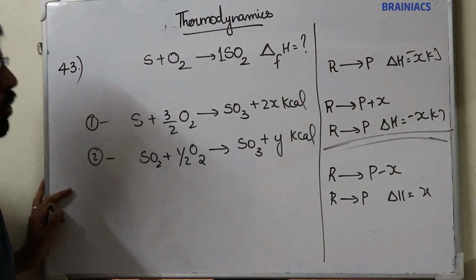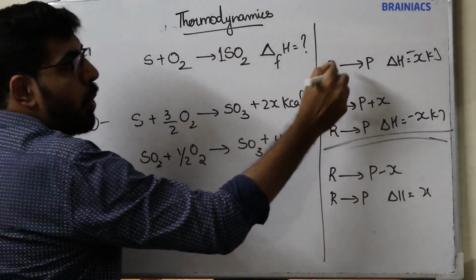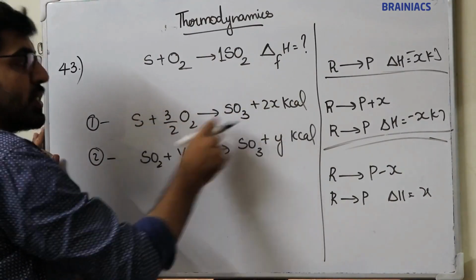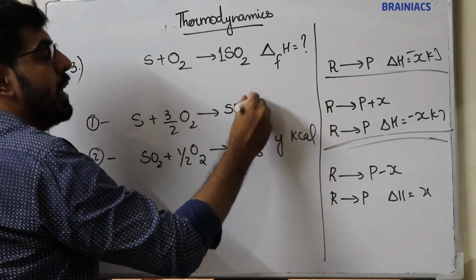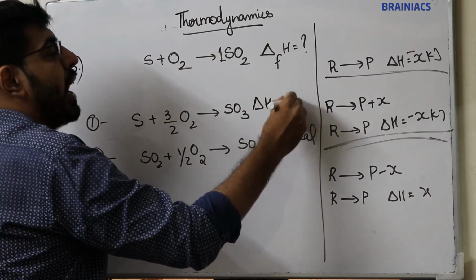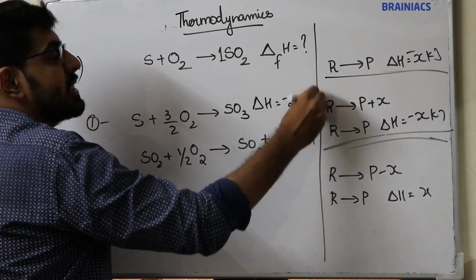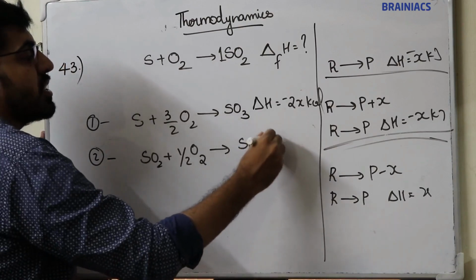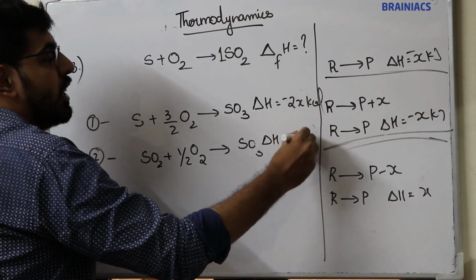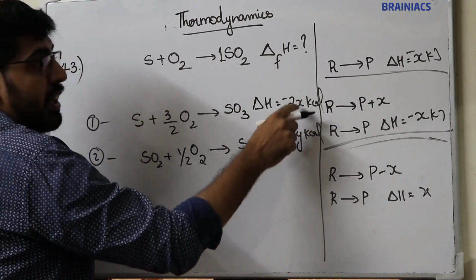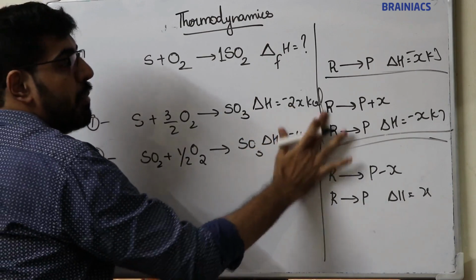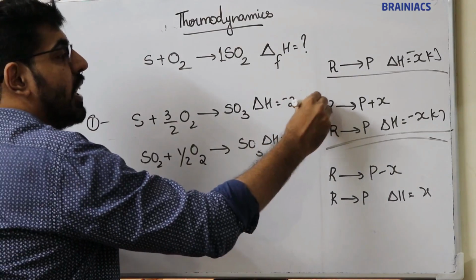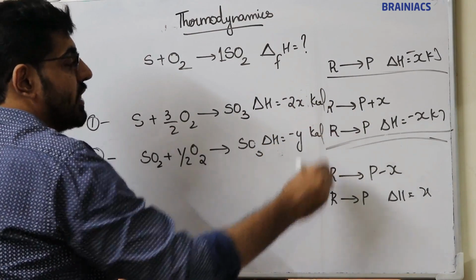So I'm going to write in this format. Here 2x is added with this equation, so delta H value will be minus 2x kilocalories. Here y is added with this equation, so delta H is equal to minus y kilocalories. I think it's clear. It's minus x and this one is minus y, minus x kilocalories and minus y kilocalories.